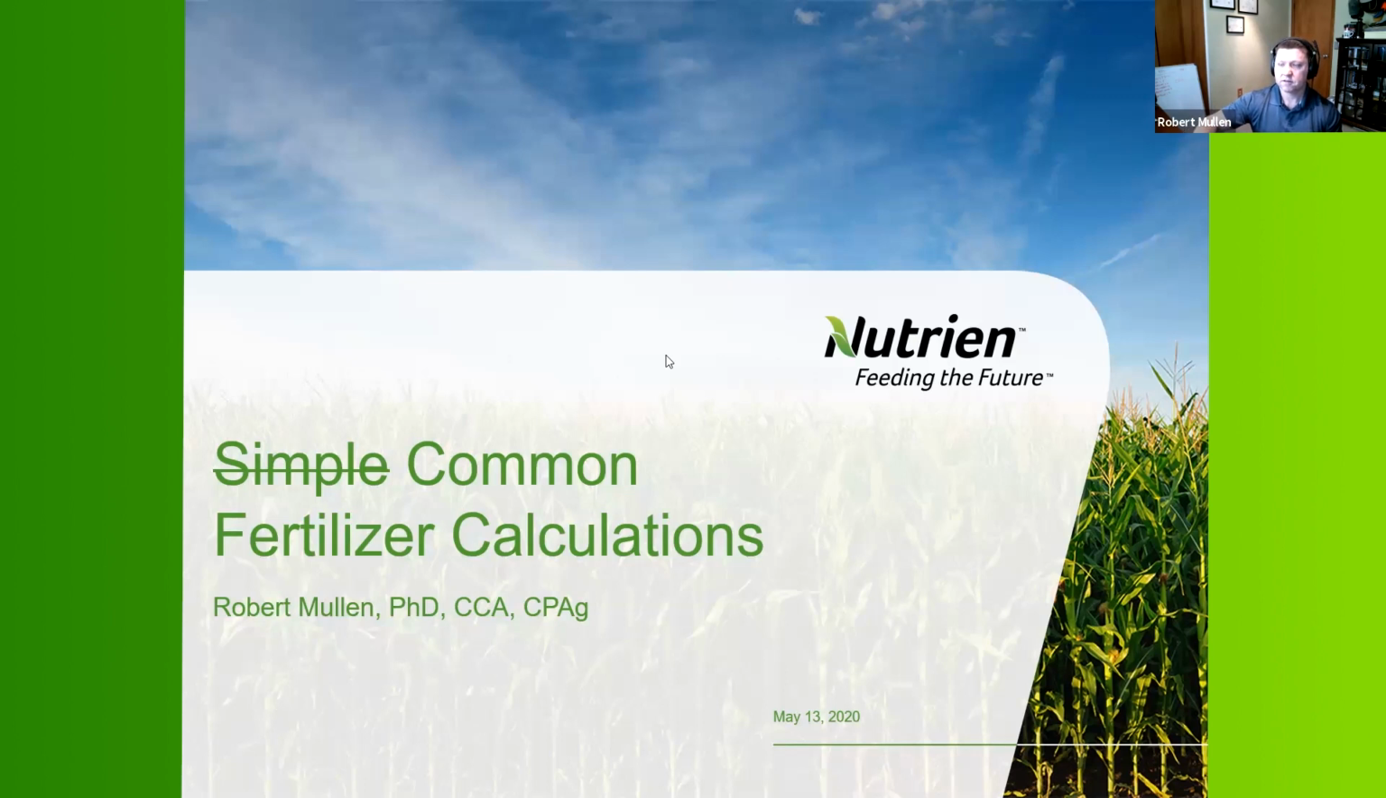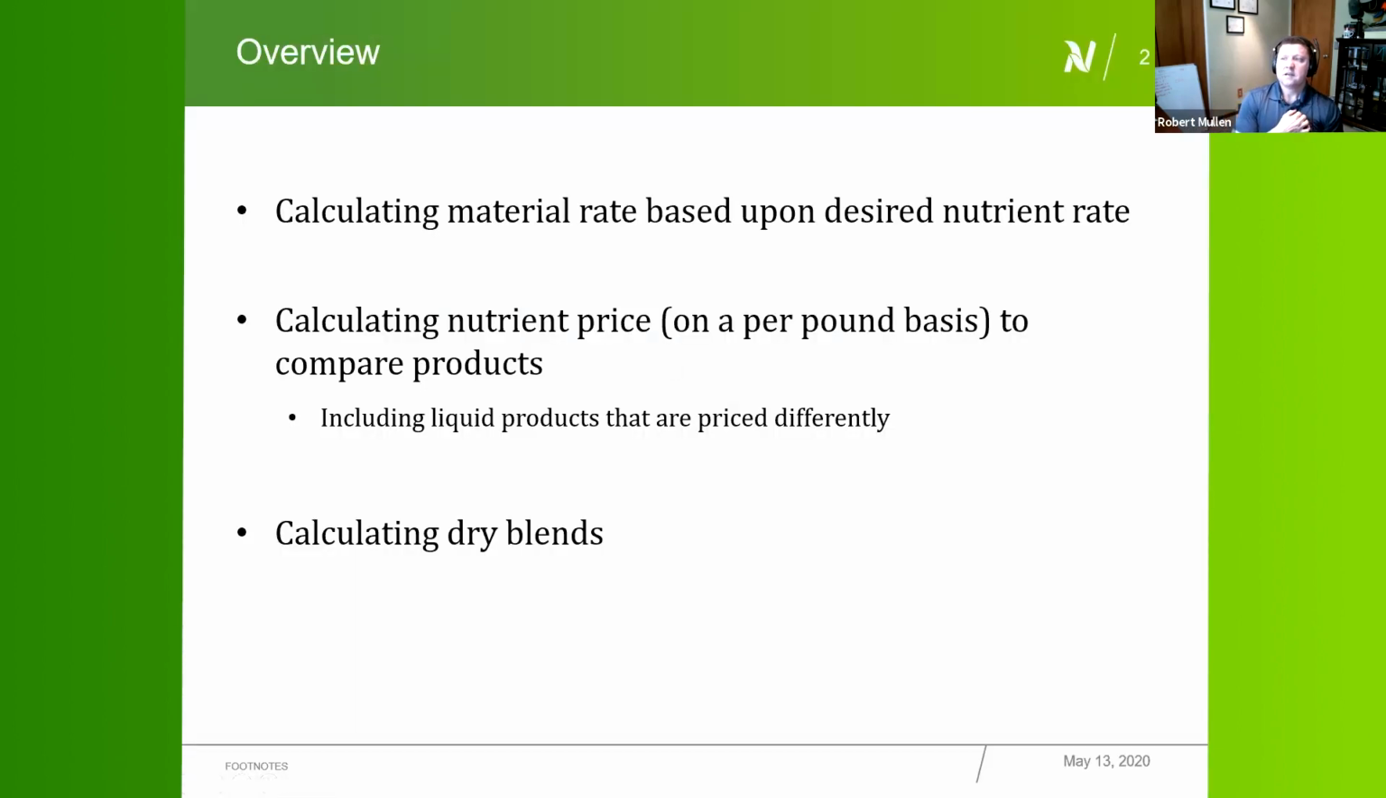You have to make sure you're on the correct screen to make this work. So what we're going to go over today is calculating material rate based upon desired nutrient rate. What you're really going to notice is that many of the mathematical problems we face when discussing calculations regarding fertilizer application and various fertilizer materials are ultimately simple word problems. Well, again, I say simple. Some of these can be rather complicated, and you're going to see that as we get towards the end of this presentation. But ultimately, what we're talking about is a word problem.